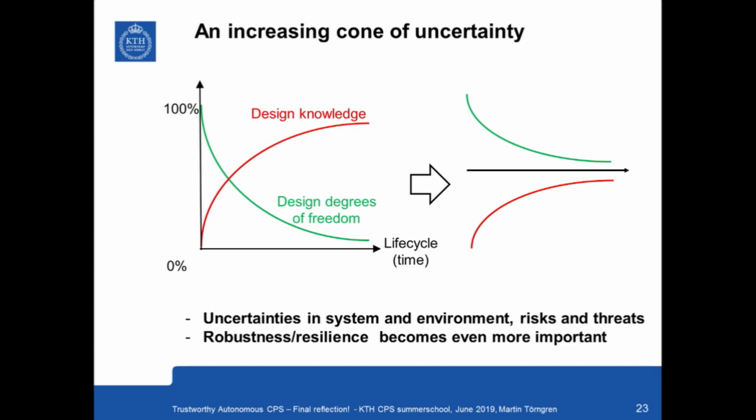And as we mentioned before, this means that it becomes even more important to build systems that are secure. As Sagar explained yesterday, there is a lot of knowledge out there, you should use it, but you can never be foolproof. Systems will be hacked and they will break down. And because you have this increasing cone of uncertainty, you need to build robustness and resilience into the systems.